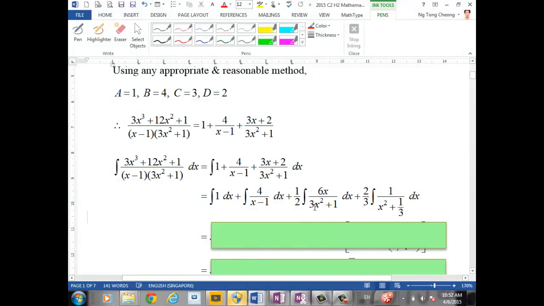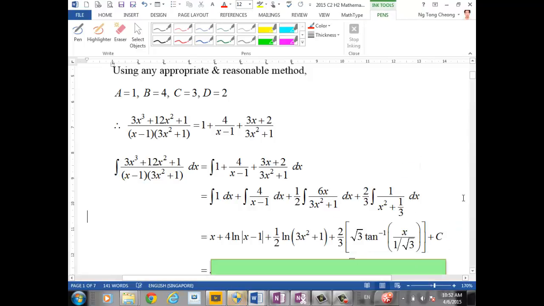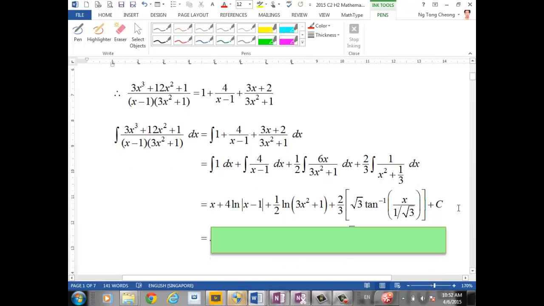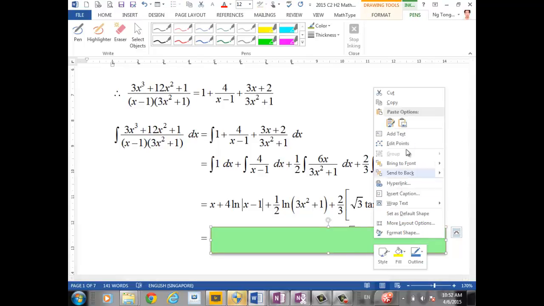Okay, so for this third integral, you find that you can get the answer to be ln of modulus of 3x squared plus 1. So how about this one here? I hope for the fourth integral, you more or less know that you can look at your MF15 and then apply the formula. Okay, so that's how you solve this question.